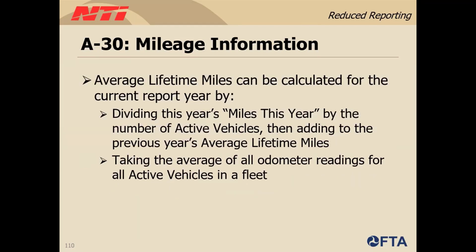Now let's go over some of the features of the A30 form. Average lifetime miles can be calculated for the current report year in two ways. If the prior year's average lifetime miles were accurate, you can divide the miles this year value by the number of active vehicles in your fleet and add that result to the previous year's average lifetime miles data point. Otherwise, you can simply take the average of all ending odometer readings for the active vehicles in the fleet if the odometers have been working properly for the entire lives of those vehicles.